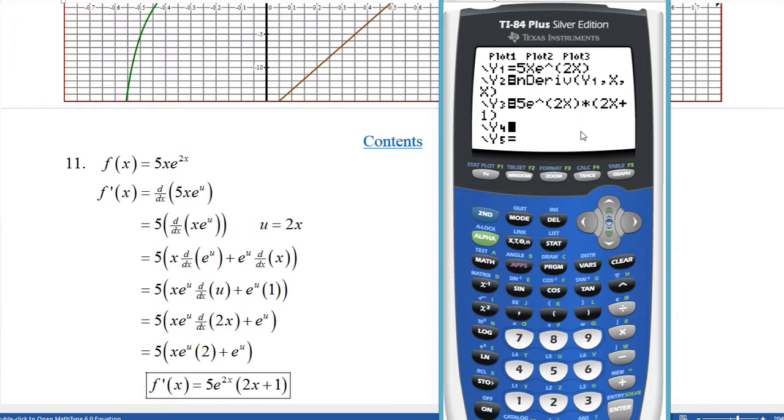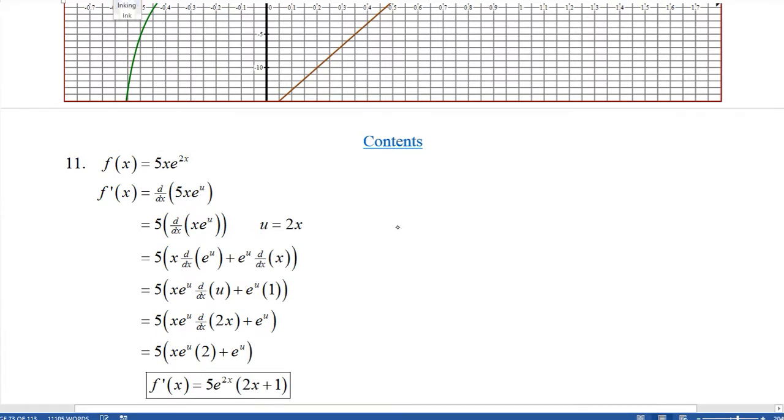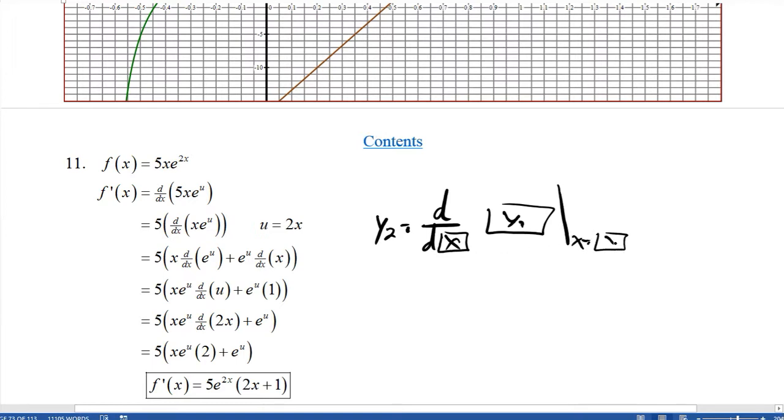In the newer operating system, this will look like this. For Y2 it would look just like you'd write it, d over d, and in this box you put x, in this box you put Y1, and then once you put the x in this one, it will say x equals, and in this box you also put x. So it looks just like you write it. This is how you do it on a TI-Nspire or on a newer operating system on the TI-84.